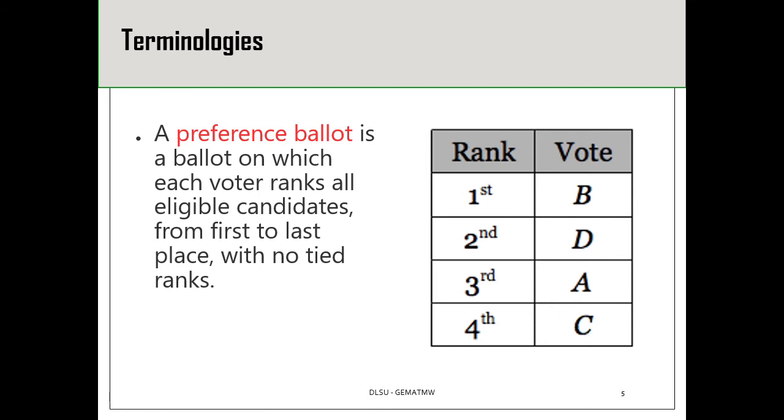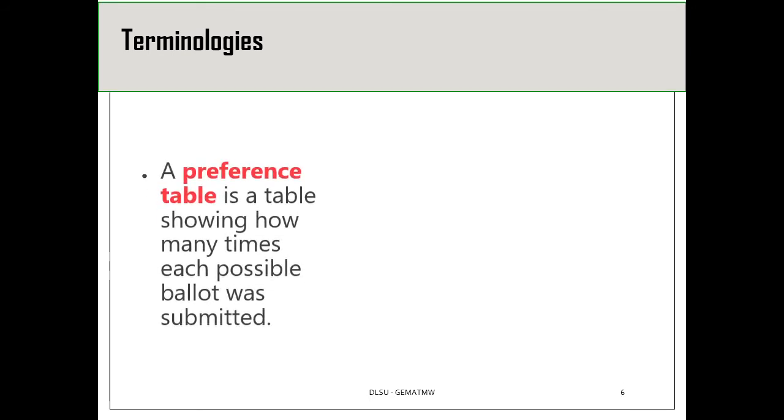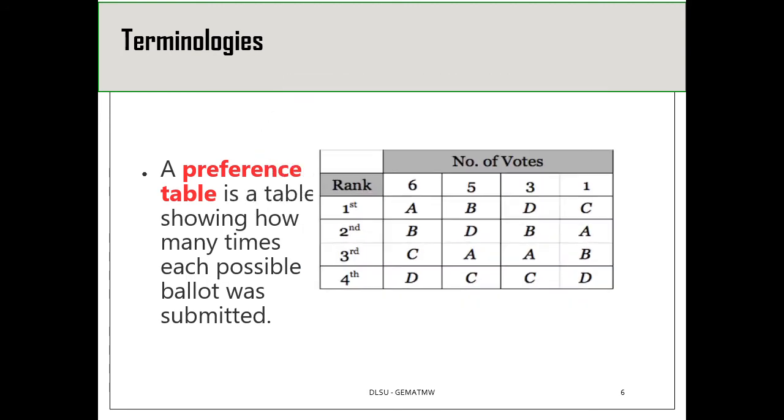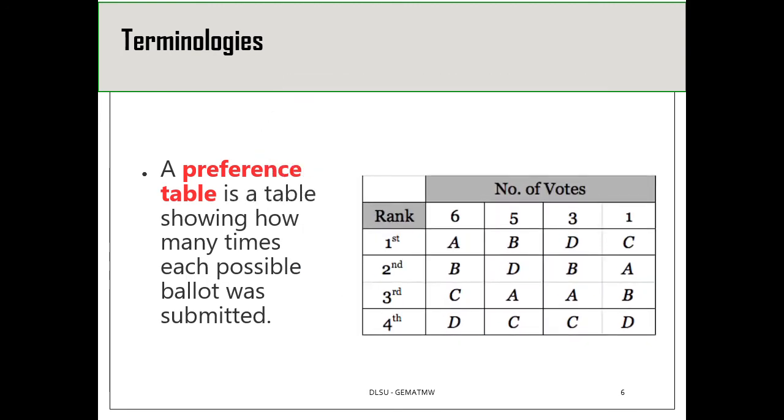Now, if all the preferences are consolidated, what we get is a preference table. The preference table summarizes the results of the votes. For instance, in this preference table, 6 people voted A first, followed by B, C, and then D. 5 people voted for B first, followed by D, then A, and then C. Notice that in this preference table, the total number of voters is 15.